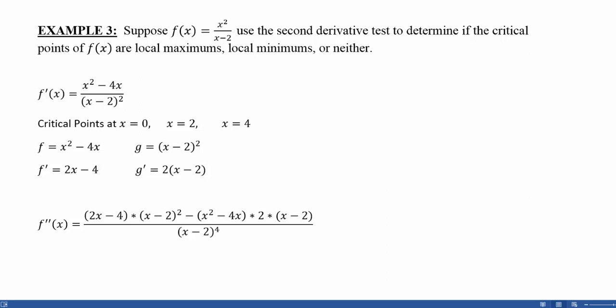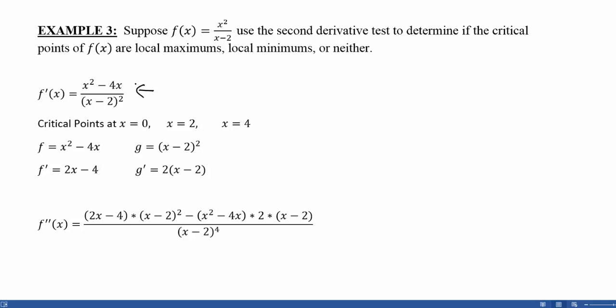So remember, our first derivative, once we simplified, was x squared minus 4x, all divided by x minus 2 squared. We're able to find critical points at x equals 0, x equals 2, and x equals 4. If we want to find the second derivative of this function, we're going to have to use another quotient rule, where we set f equal to the top of our function, which is x squared minus 4x, and g equal to the bottom of our function, x minus 2 squared. From there, we need to find each of their respective derivatives.